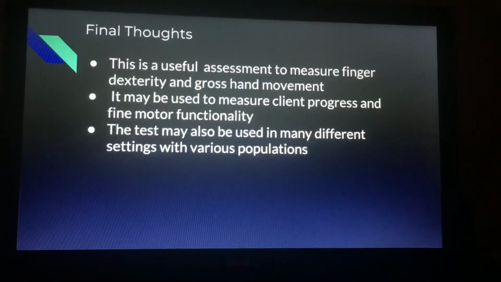Overall, we found that this is a useful assessment to measure finger dexterity and gross hand movement. It's helpful for measuring client progress and fine motor functionality, and we really like how it can be used in different settings with various populations.